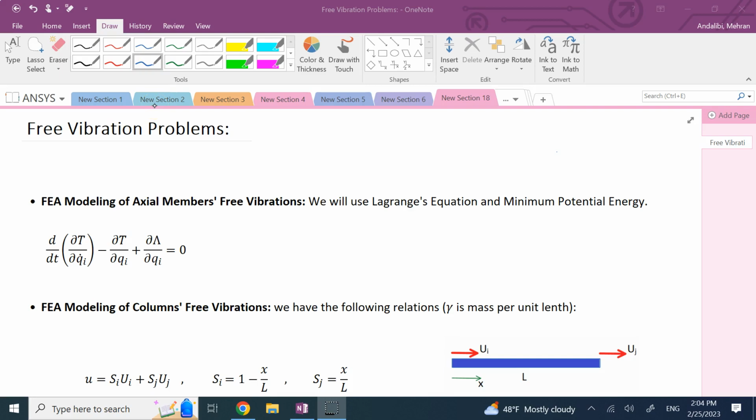know, is the time derivative of the partial of kinetic energy with respect to the generalized velocities q dot, minus the partial of kinetic energy with respect to the generalized coordinate q, plus the partial of potential energy with respect to q. In general, this is equal to the generalized forces Qi, but for free vibrations we don't have any force from outside the system, so the right hand side is 0. And again, here this is your potential energy, this capital lambda, right? And your T here is your kinetic energy.